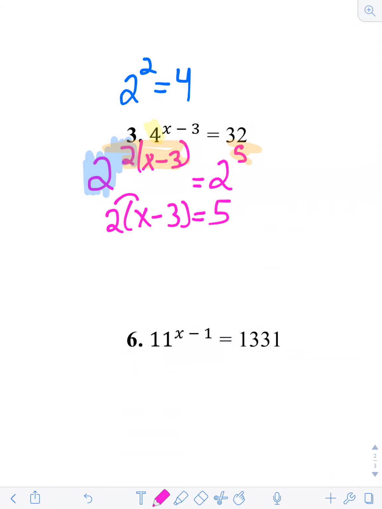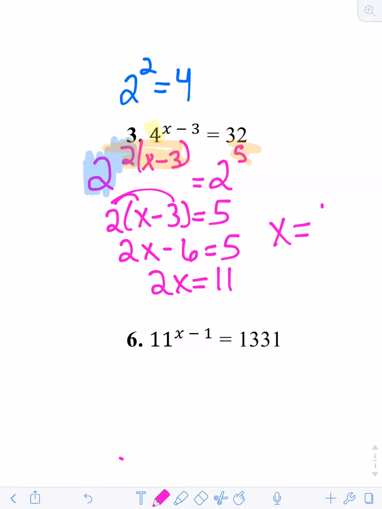And we're going to solve it just like a regular equation. So 2x minus 6 is equal to 5. 2x is equal to 11. So x is equal to 11 over 2. And that's your final answer.